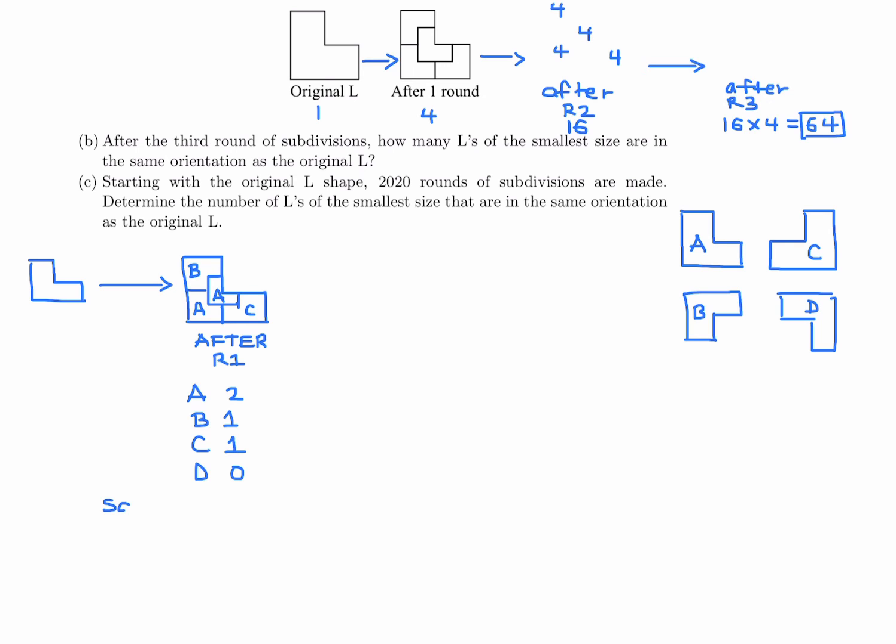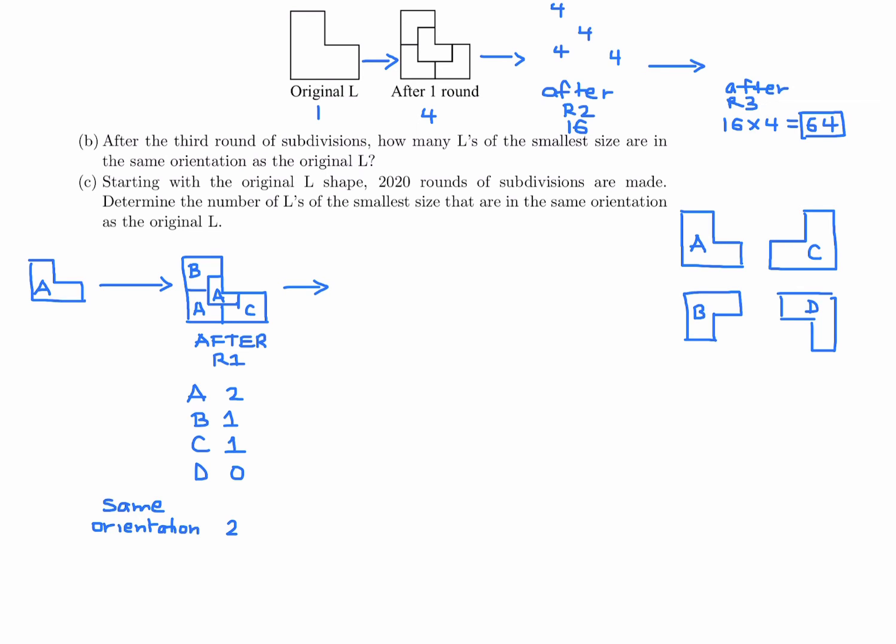Now, what about same orientation? Same orientation as the original one? Well, the original one is actually A in terms of its orientation, so there's 2. There's 2 of them. So there we go. That is just after round 1, though. They want you to do 3 rounds of subdivisions. Okay, not a problem, I think.